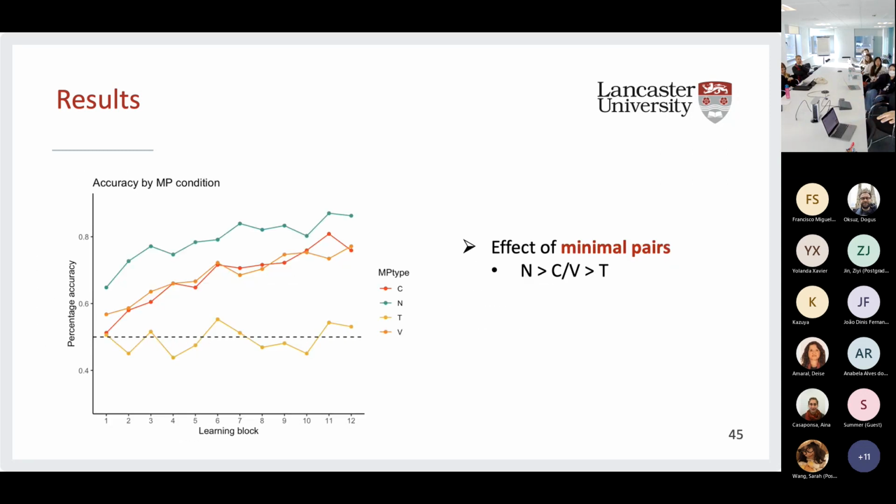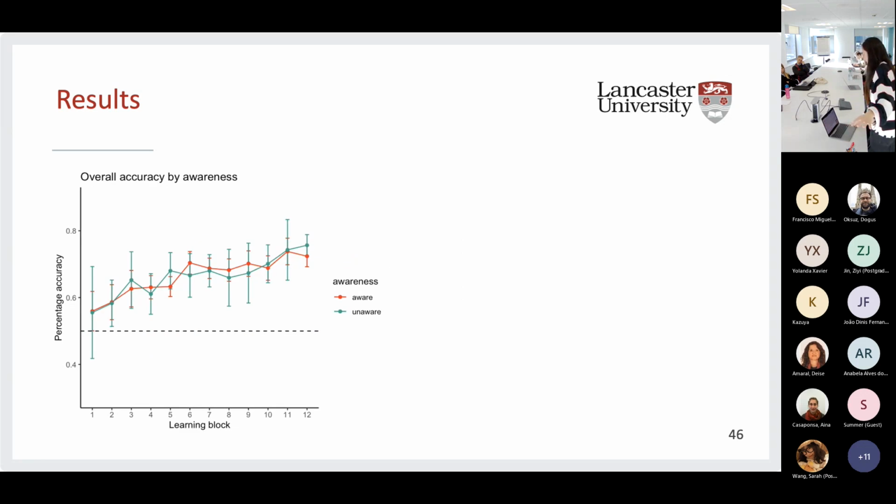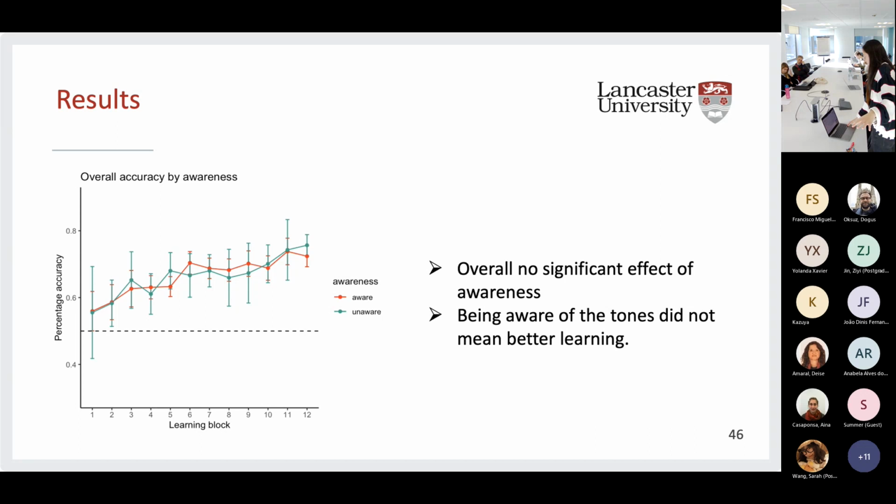There is the effect of minimal pair: the non-minimal pairs, consonant vowel minimal pairs, and tonal minimal pairs. There's a clear-cut difference. And this time, the English group still remained at chance level for the tonal trials. This tells us that simply doubling exposure didn't really make a difference, no significant exposure effect. And again, we did the awareness testing and found no significant difference between aware and unaware groups.